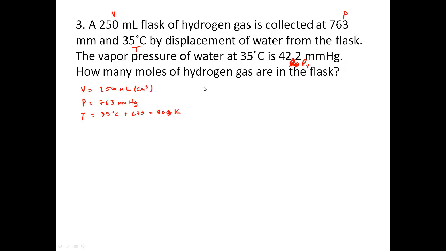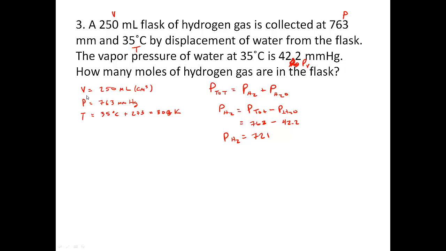Well, we're looking for the pressure of hydrogen. Remember that the total pressure of the system is equal to the pressure of both your gases, so the pressure of hydrogen plus the pressure of H2O. To figure out the pressure of hydrogen, we're going to need to rearrange the equation and then plug in. So we've got 763 total minus 42.2. We're looking at 721 is the pressure of hydrogen.